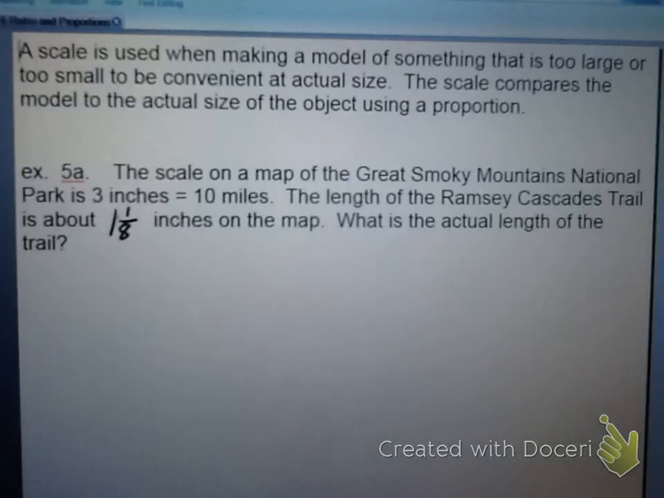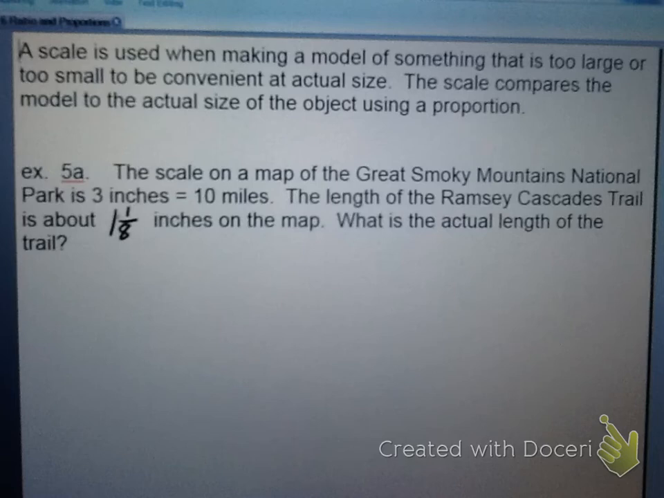A scale is used when making a model of something that is too large or too small to be convenient at the actual size. The scale compares the model to the actual size of the object using a proportion. The scale of a map of the Great Smoky Mountains National Park is 3 inches is equal to 10 miles. The length of the Ramsey Cascades Trail is about 1 1/8 inches on the map. What is the actual length of the trail?